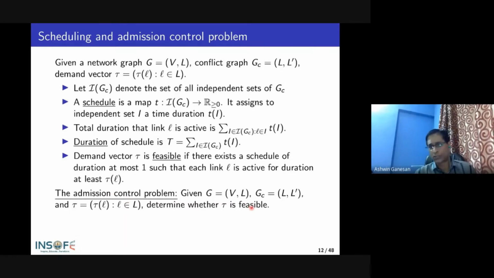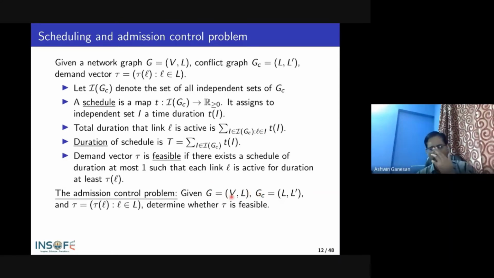The admission control problem is, given the network graph G, the conflict graph GC, and a link demand vector tau, determine whether tau is feasible. Now, actually, to solve this problem, you only need the conflict graph GC. If you know the interference model, for example, if you know that it's primary interference, then you know that GC is the line graph of G. So you don't have to be given G if you're given GC.